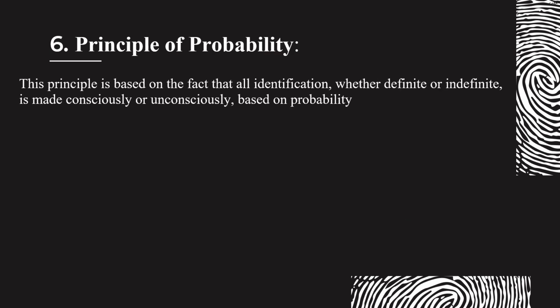Moving on to the principle of probability. This principle is based on the fact that all identification, whether definite or indefinite, is made consciously or unconsciously based on probability. Now, what does that mean? Basically, this principle says that every identification, whether it's 100% confirmed or just a possibility, is based on probability. It's about the chances of something happening in a certain way out of all the possible ways it could happen. Let's break that down with a few simple examples.